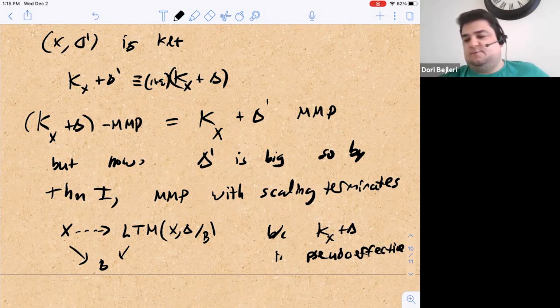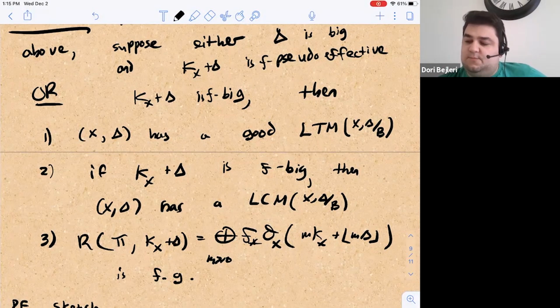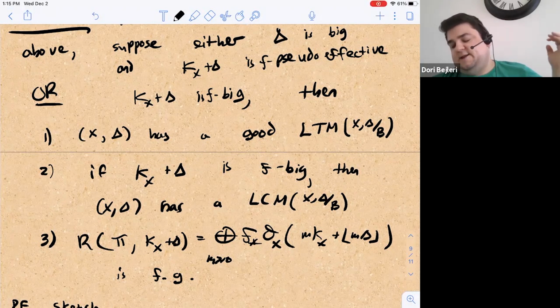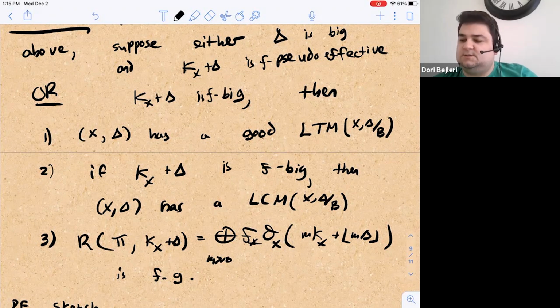So now we have a log terminal model. That's part 1. Part 2 is just the base point free theorem, because in the case that kx plus delta is big, then we can apply the base point free theorem to our log terminal model, because now our log canonical divisor is big. And so we have a base point free linear series, and its image is exactly proj of the log canonical ring, and it's a log canonical model. Everything's finitely generated, and we have existence of log canonical models.